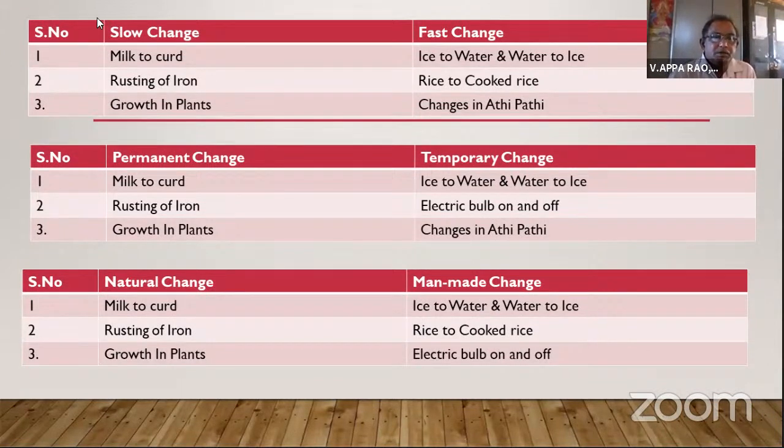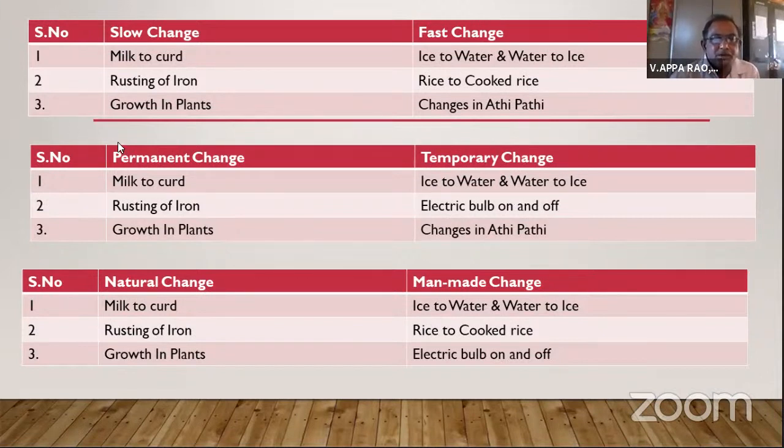Some examples of slow change and fast change. Slow changes: milk to curd is a slow change. Rusting of iron is a slow change. Growth in plants is a slow change. Next, fast changes: ice to water and water to ice is a fast change. Rice to cooked rice is a fast change. Changes in APPA is a fast change.